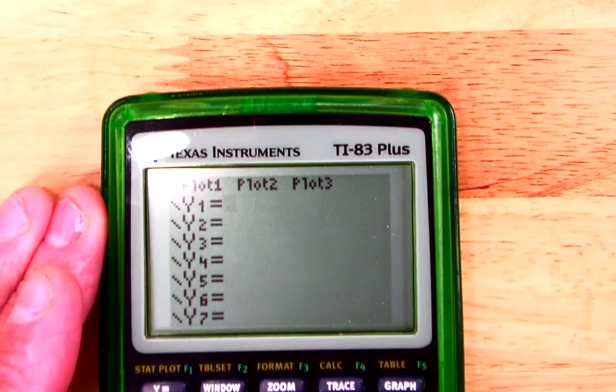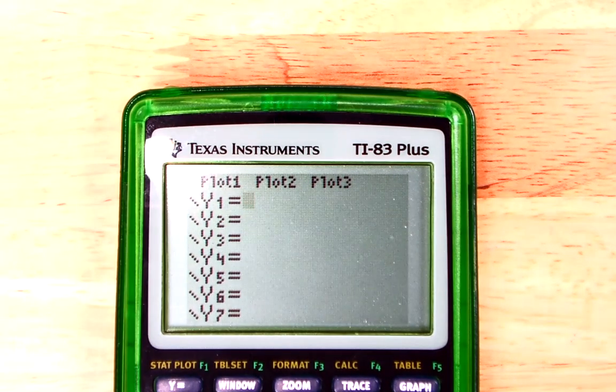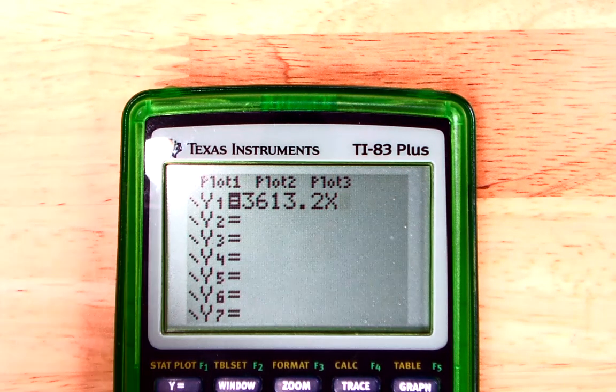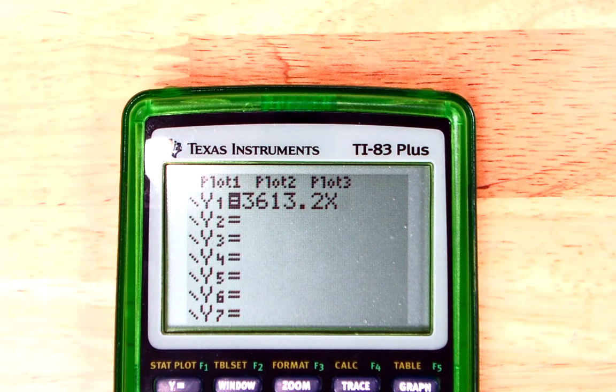I'm going to go ahead and just enter 3613.2, and I can't use H. I got to use X. Whenever it's building my graphs, building my tables, it's always going to use X for my input. That's not true. Sometimes it'll use T, sometimes it'll use R, but that's another function in my calculator altogether.